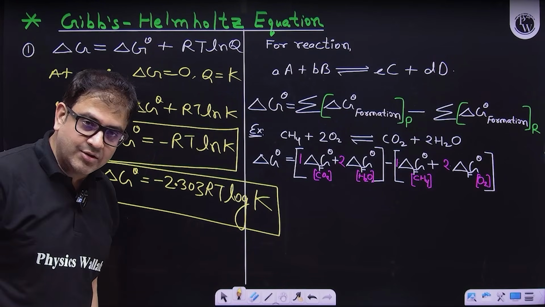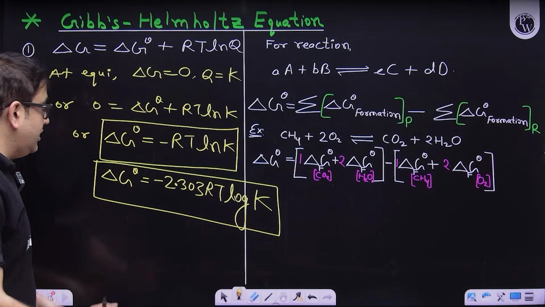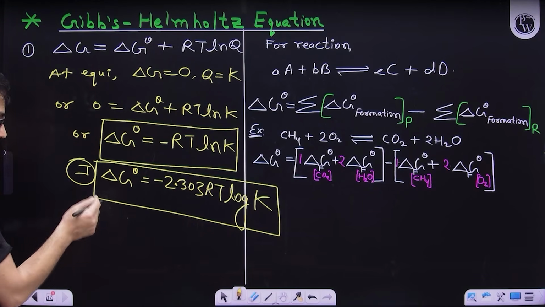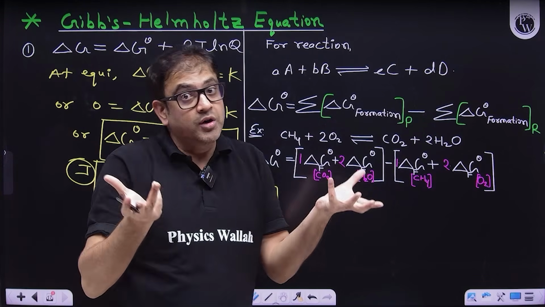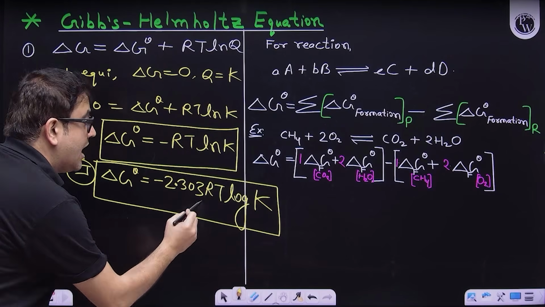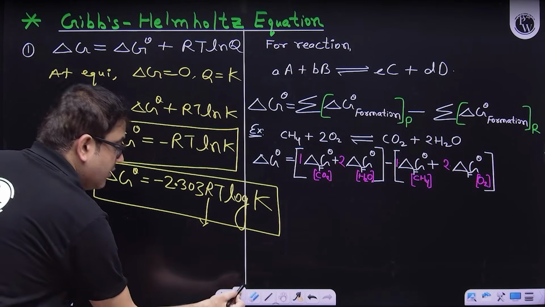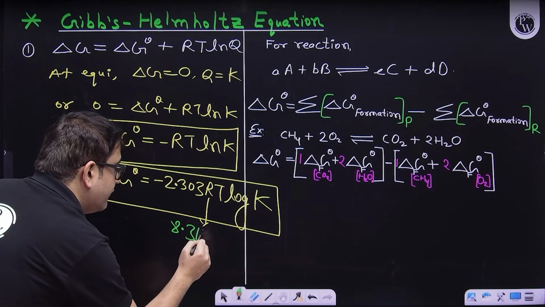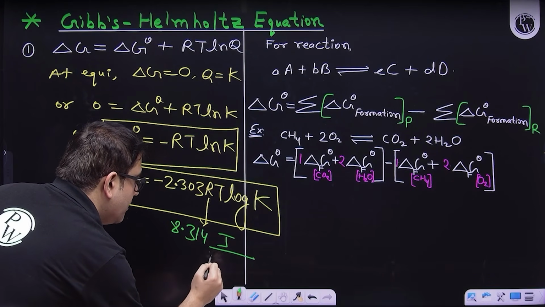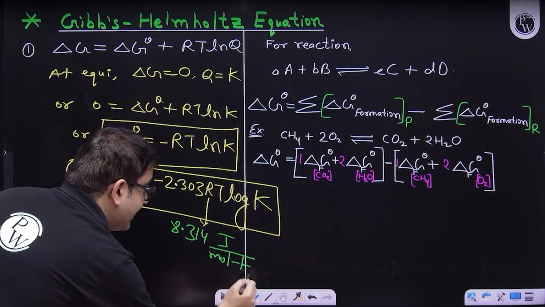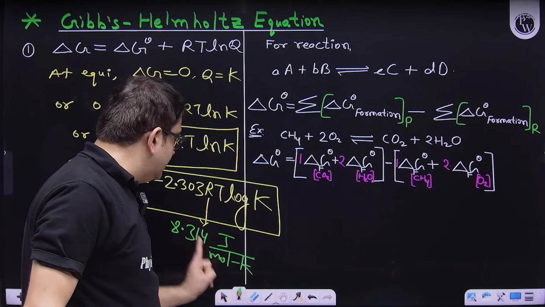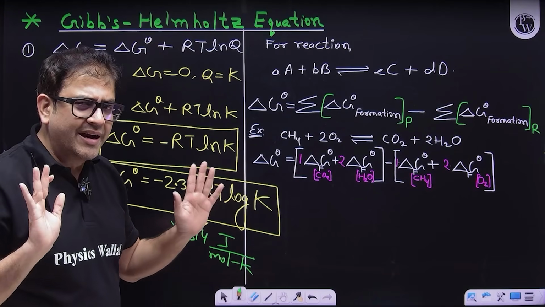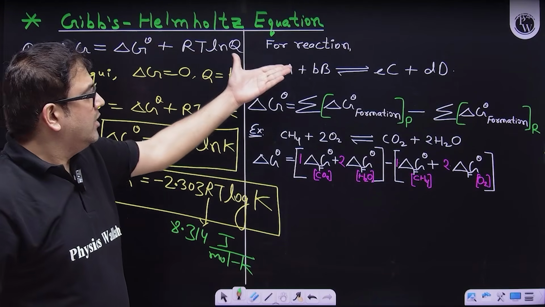R is the universal gas constant. Generally the unit here is for useful work, so work is in joules. So what value of R will you use in such cases? The value of R in joules is 8.314, and the unit is joule per mole per Kelvin. So you have to use this value of R. You'll be getting so many questions on this.